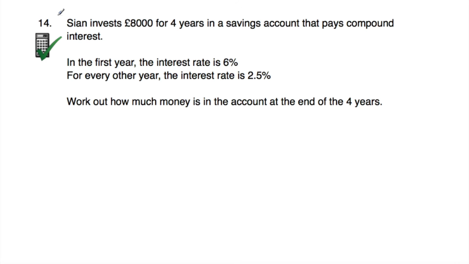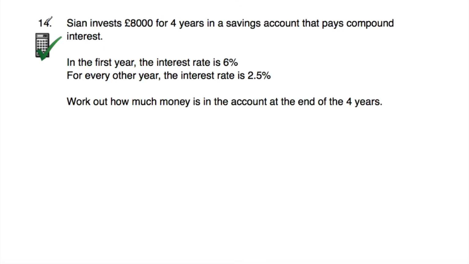Okay, let's look at our next question, question number 14. So question number 14 says that Sean invests £8,000 for 4 years in a savings account that pays compound interest. In the first year, the interest rate is 6%, but then for every other year, the interest rate is 2.5%. So there's a promotional interest rate for the first year of 6%, and then 2.5% for all the other years. And the question says, work out how much money is in the account at the end of 4 years.